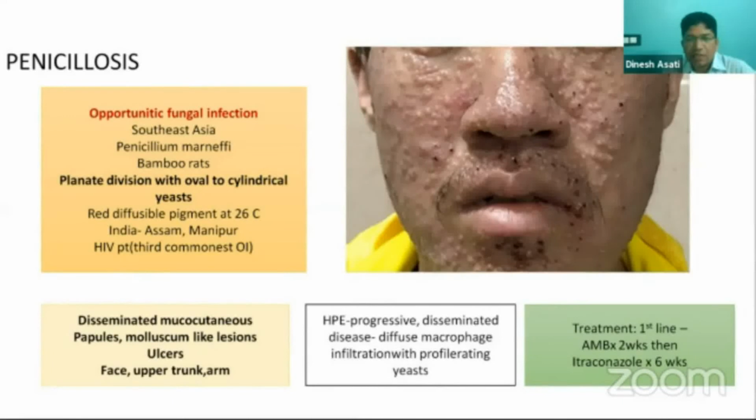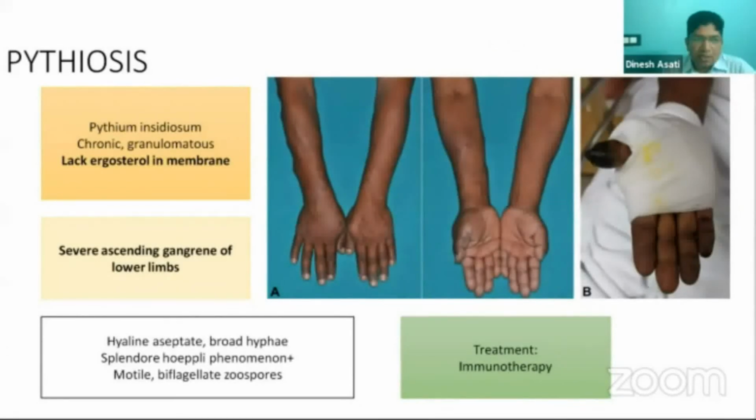Penicilliosis, we had seen one case, one image earlier also, and this is the typical presentation. It is very opportunistic in HIV positive patients, especially injectable drug users. In Assam and Manipur, it is the third commonest opportunistic infection, and nowadays it is also called Talaromycosis. It again requires amphotericin. It's quite an aggressive type of fungus, so we have to treat it aggressively. Pythiosis is again not very common, but it causes ascending gangrene of the upper or lower limb. It is a difficult-to-treat condition, one of the few such conditions. Thank you.